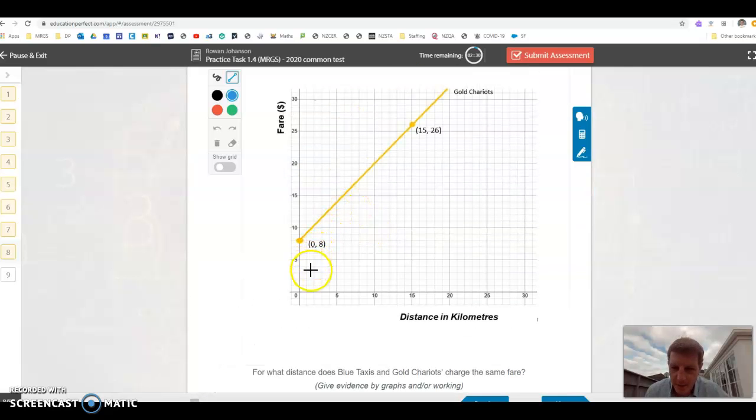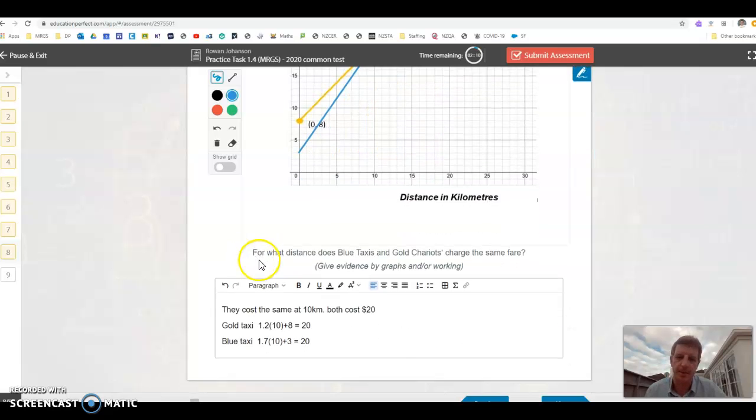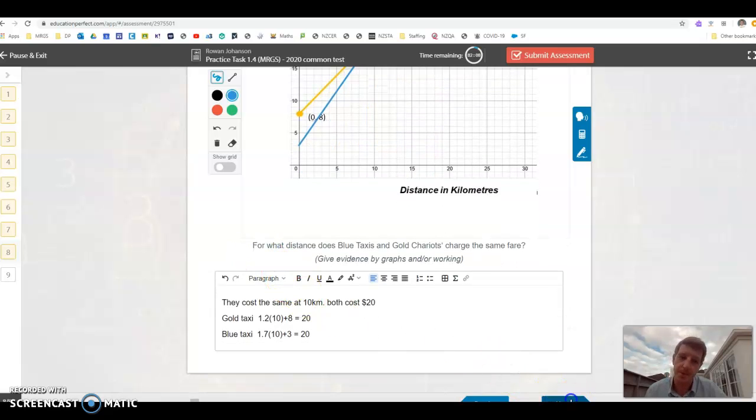And I can draw it on the graph as well. So that was starting at 3. I had 1 point there. And I know it goes through that line over here. So there's my blue line. And then I can draw the point here. That's where they cost the same. So blue taxi is cheaper up to 10. And after that, gold taxi is going to be cheaper. And that's merit.